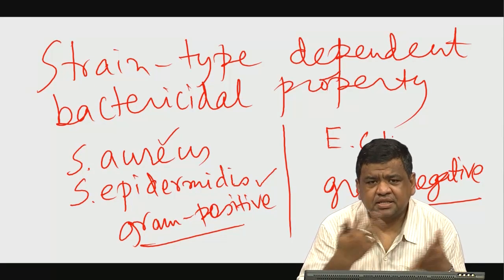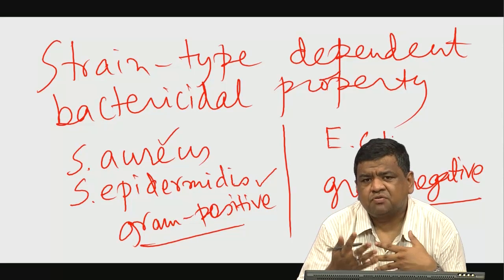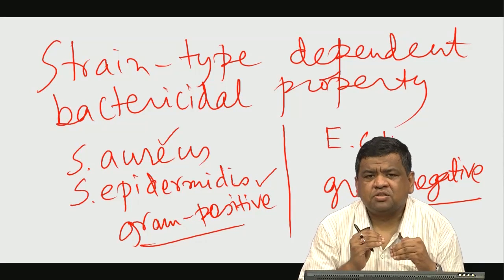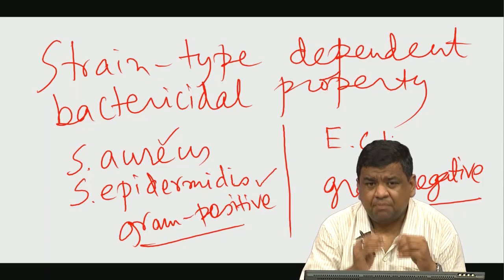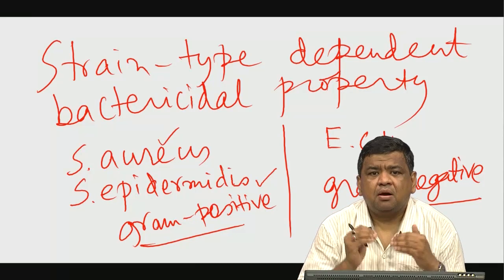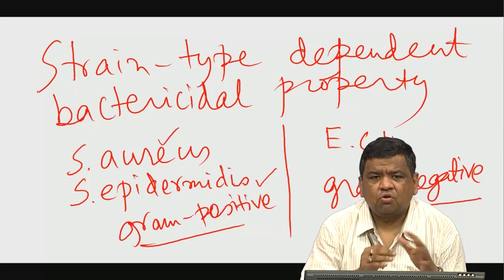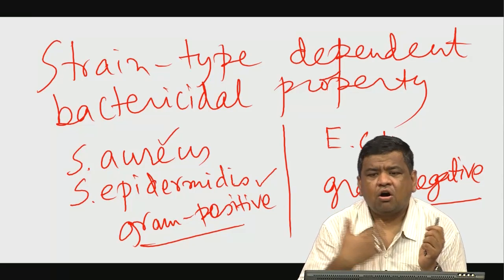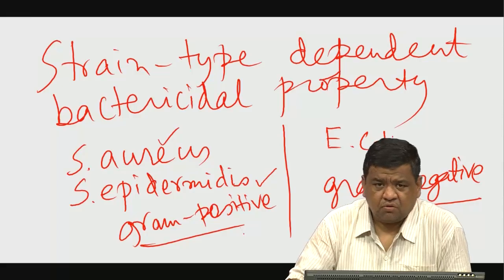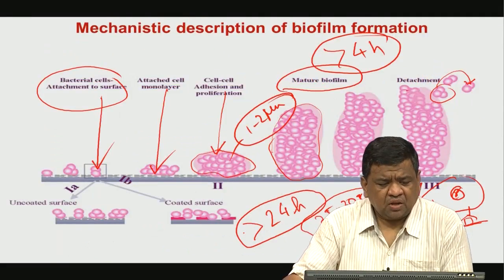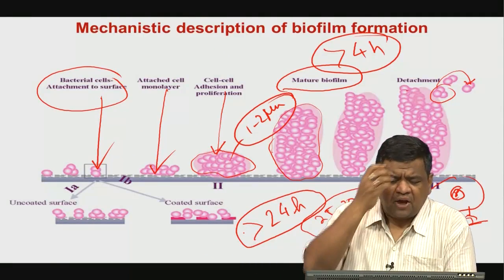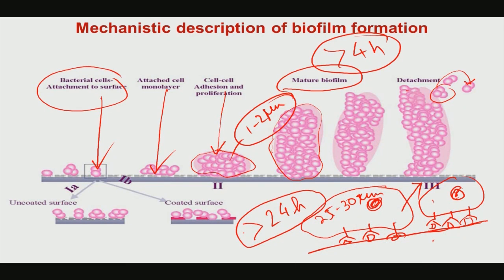Now, to confirm this, typically in biology it is very common to use not only one cell type or only one strain type, but multiple of those to confirm certain evidence or to confirm certain mechanism, whatsoever it is. Now, just to refresh your mind on the biofilm formation and mechanistic description of the same. So, the initial stage is that 1 or 2 bacteria will come and adhere to this material substrate.